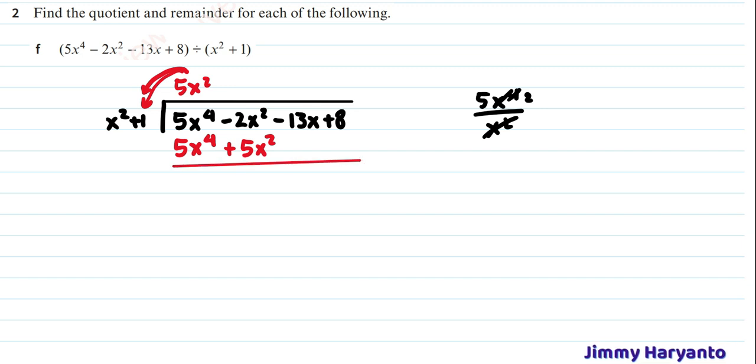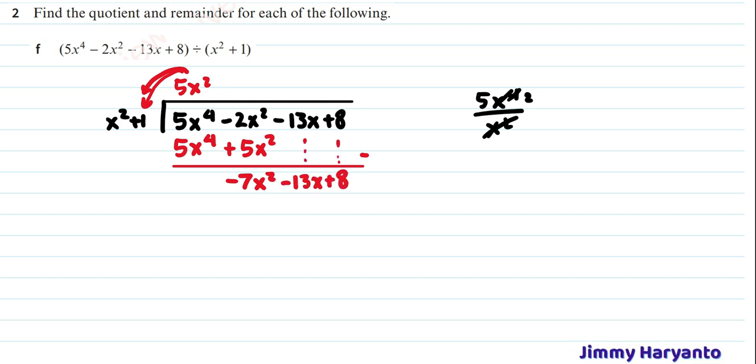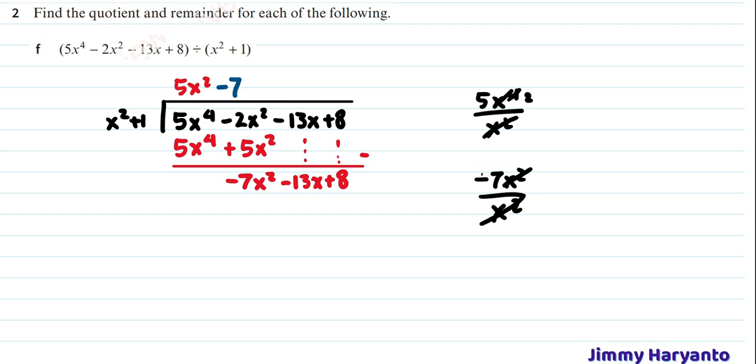And then you only have to minus them. You'll have negative 7x squared. This one will go down, and this one also goes down. And then you have to divide this with that one. So negative 7x squared divided by x squared, you'll have negative 7 as the result. So you will write down negative 7 right there, and then multiply the negative 7 one more time.